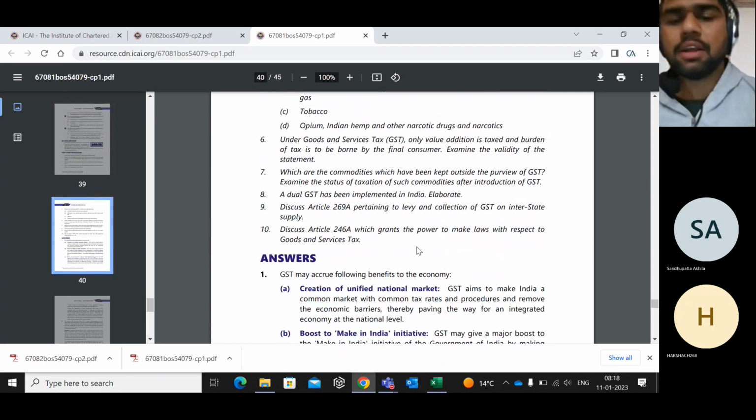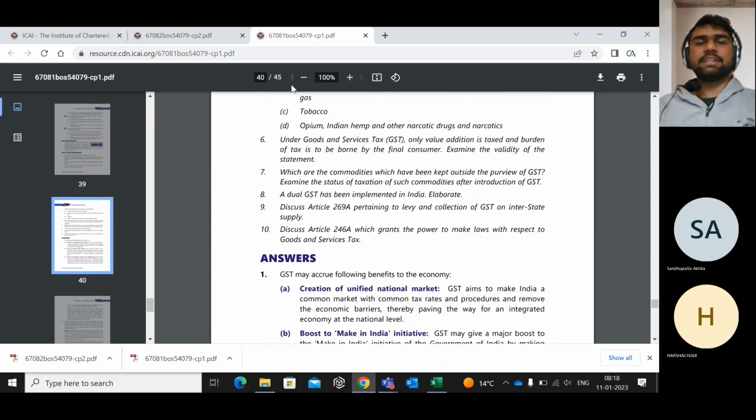Now the core GST, what is GST? We are going to enter. That is the supply under GST.